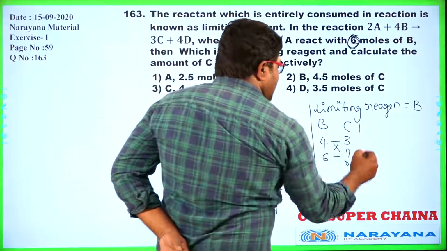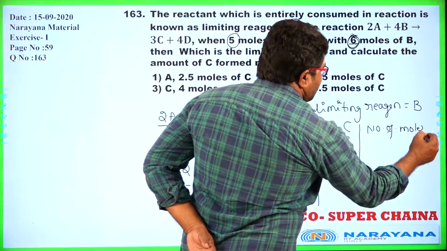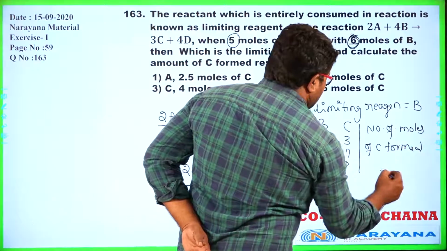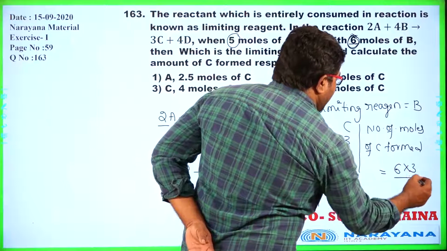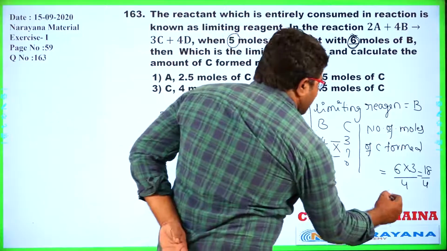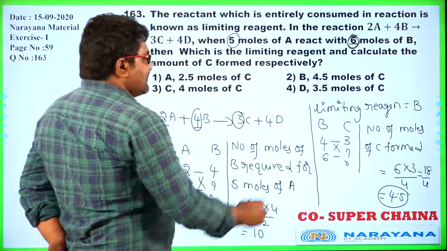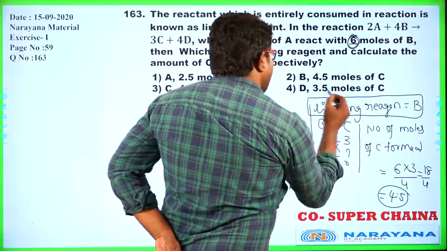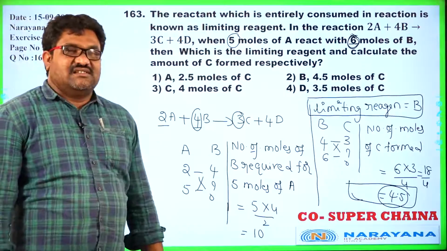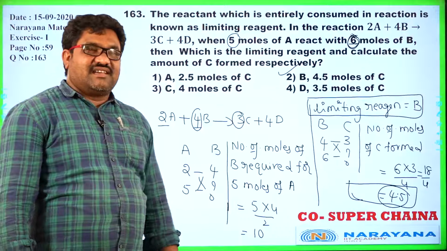So the number of moles of C formed is equal to 6 into 3 by 4, 18 by 4. So it is nothing but 4.5. So the limiting reagent is B, and the number of moles of C formed is 4.5. Among the given options, which one is the correct one? The second option is the correct one.